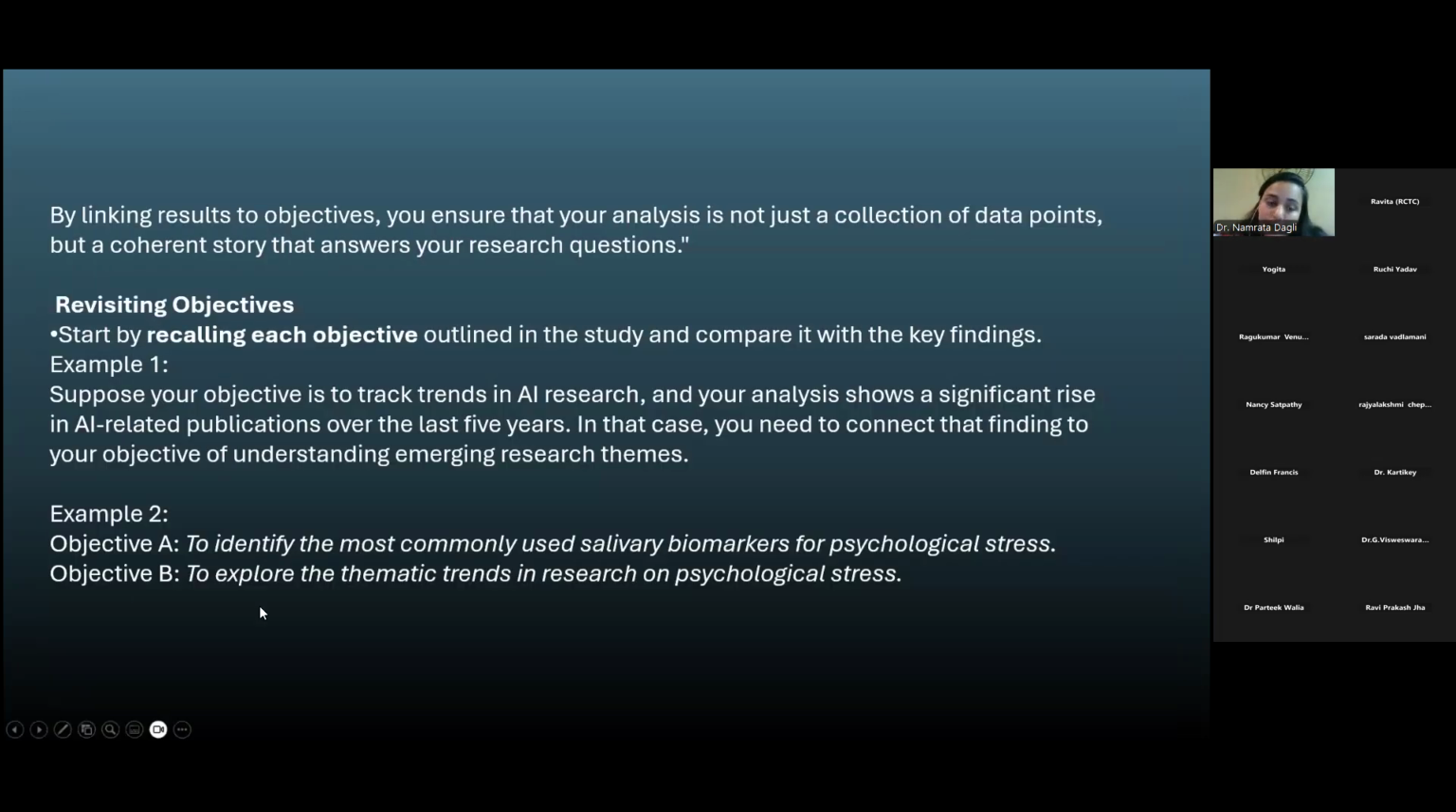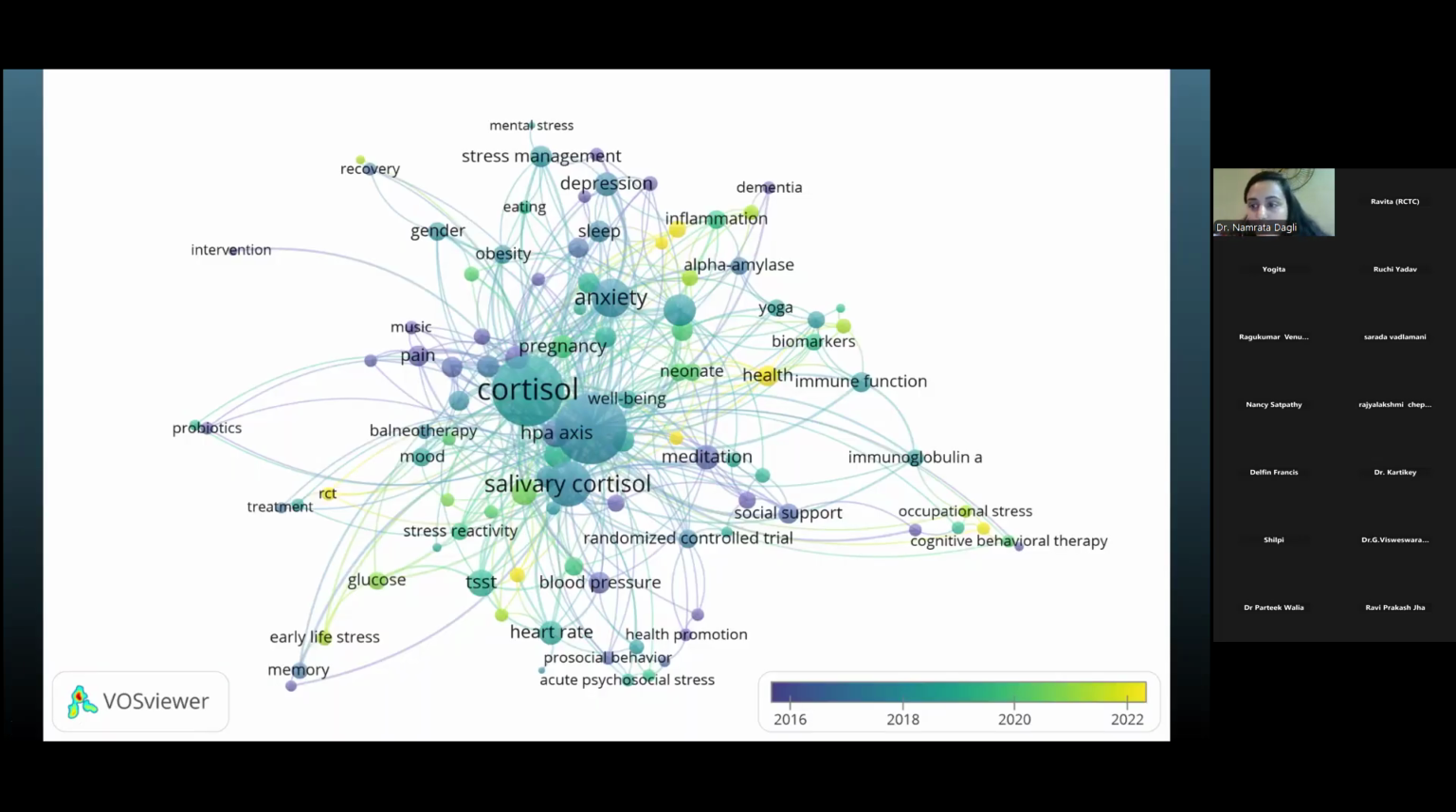Now, my objective can be to explore the thematic trends in research on psychological stress. This same graph will answer my question, but I have to focus on other details where I need to see this scale, and then I need to see how the research started, what keywords were used in the starting phase, and now currently what keywords are being used.